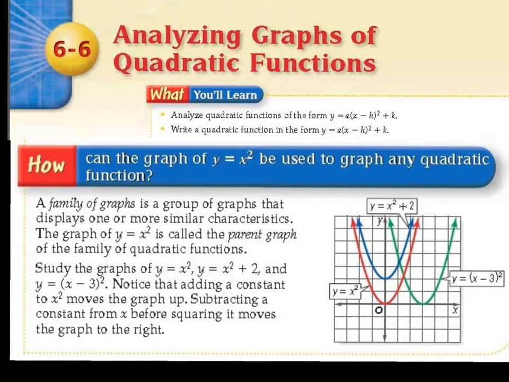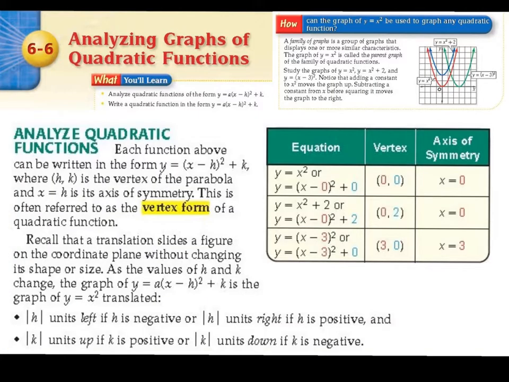Notice that adding a constant moves the graph up, and subtracting a constant from x before squaring it moves the graph to the right. Each function above can be written in the form y = (x − h)² + k, where (h, k) is the vertex of the parabola and x = h is the axis of symmetry. This is often referred to as the vertex form of a quadratic function.